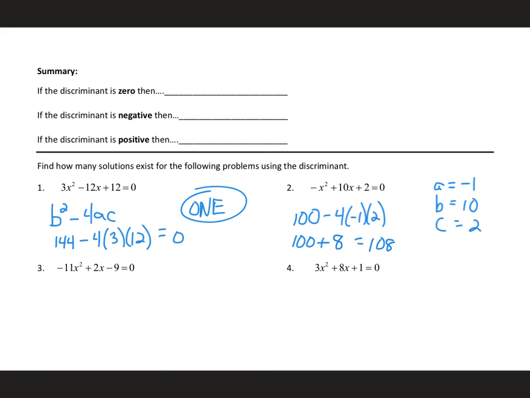Or you can say, I'm just going to leave that minus there as a minus. I'm going to treat the 4 as a positive 4. I'm going to do 4 times negative 1, which is negative 4, times 2, which is negative 8. You still get 100 plus 8. So you can think of it as a negative 4 being multiplied or minus a positive 4 being multiplied. Either way, you're going to get the same thing, addition in this case. And moral of the story, we have 108 for our discriminant. That's a positive number. That means there's 2 solutions.